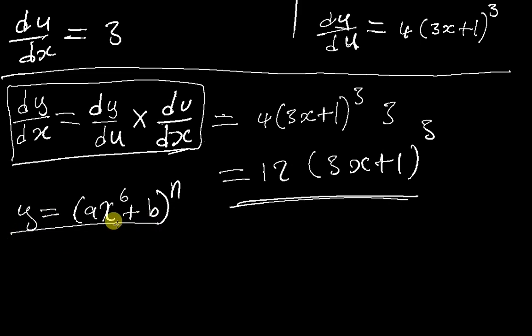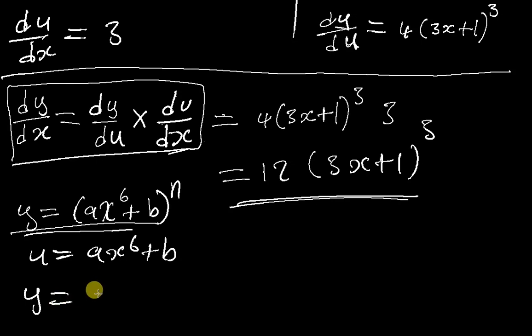So if you have anything in this format, make sure that you equate what is in the brackets to u, and then the other function becomes y is equal to u to the power n. Then you differentiate these two functions, then you replace them there. After replacing them there, you simplify the expression. This is how we got to that.